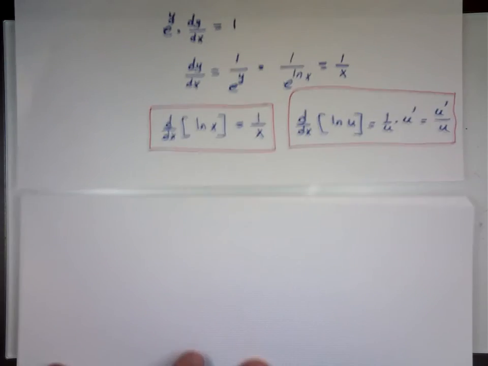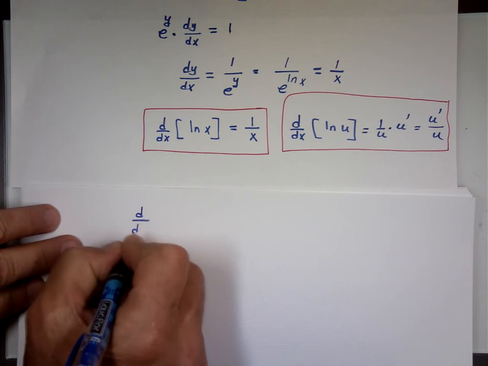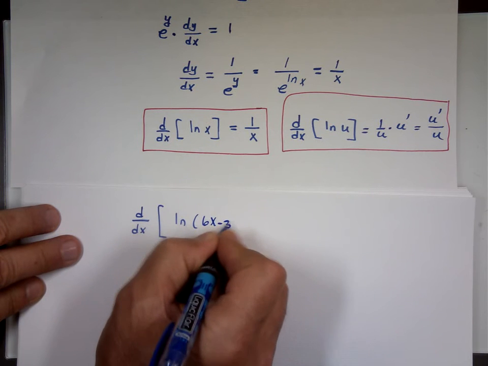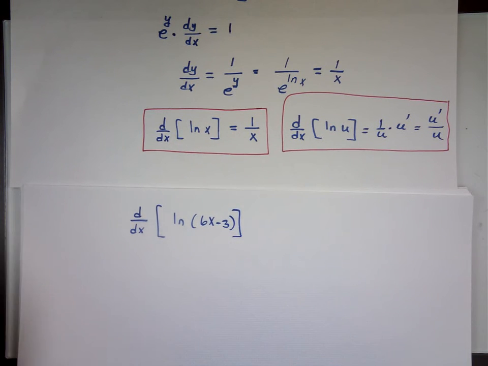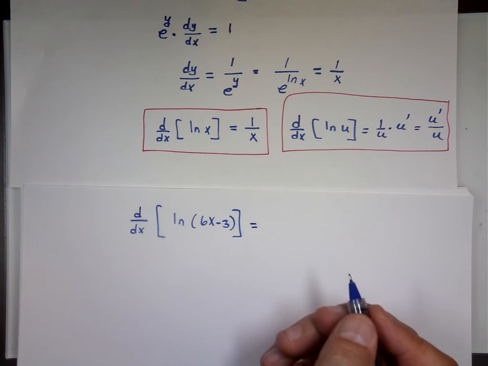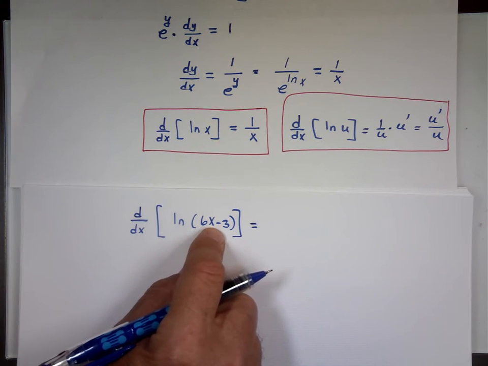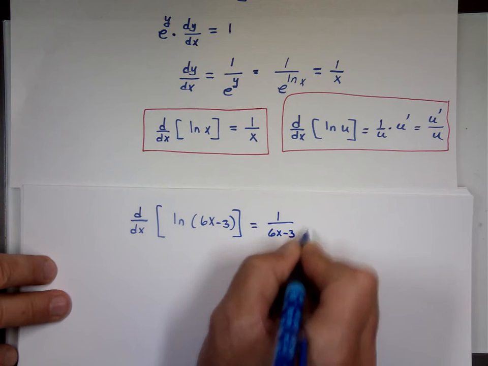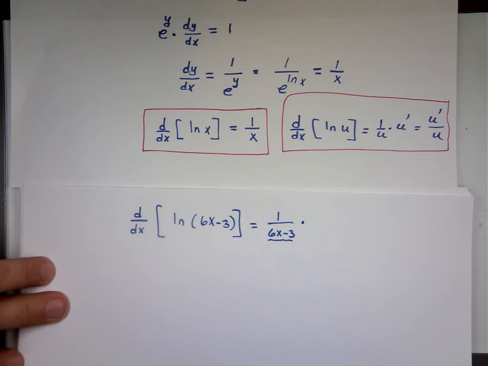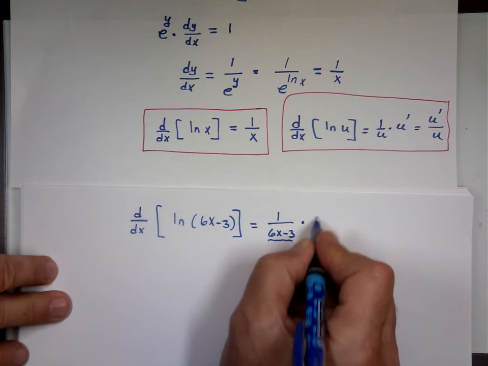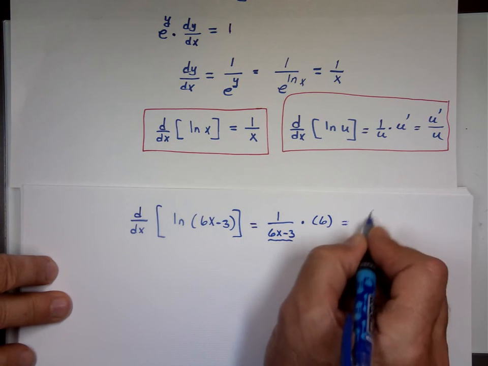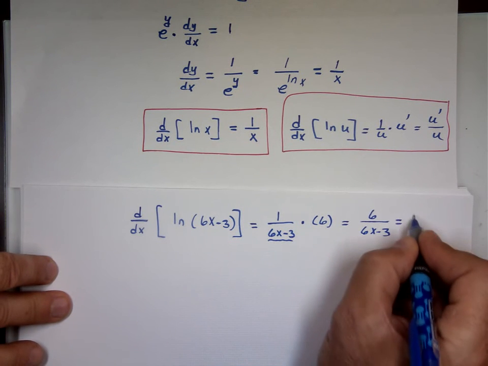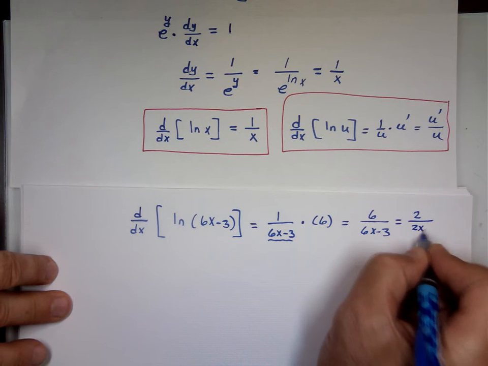An example, what's the derivative of the natural log of 6x minus 3? This is u. The 6x minus 3 is u, so it's 1 over that times the derivative of this. What's the derivative of 6x minus 3? 6. So you can write that 6 over 6x minus 3. If you want to factor a 3 and simplify it, you can divide each one of them by 3.